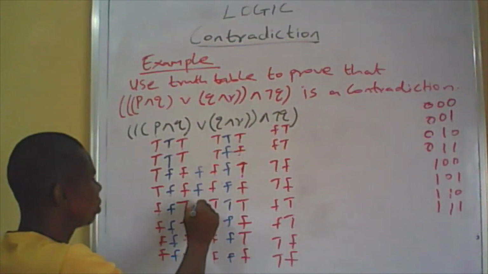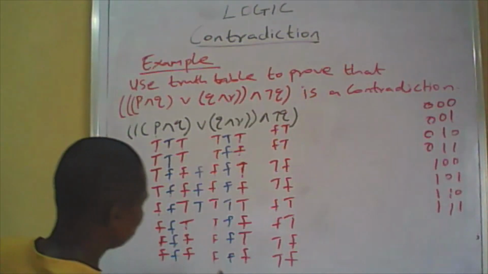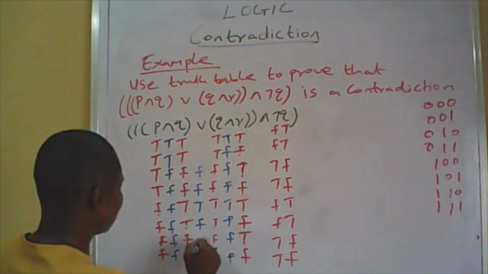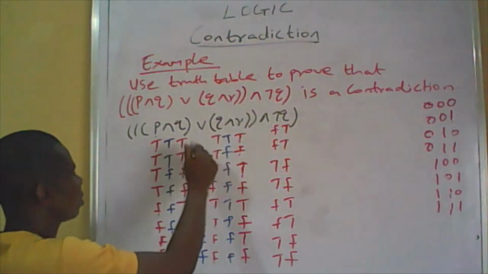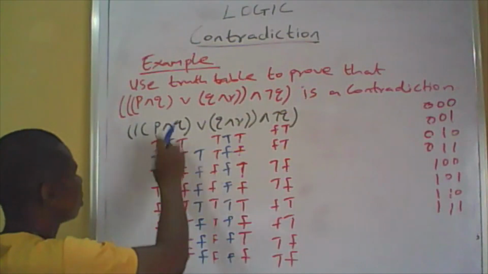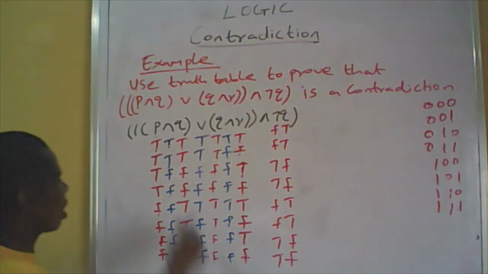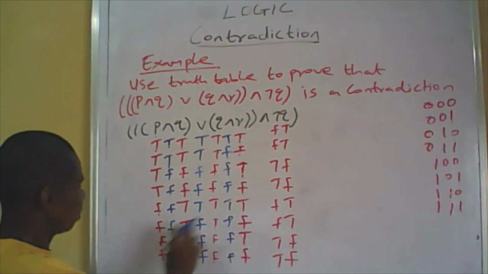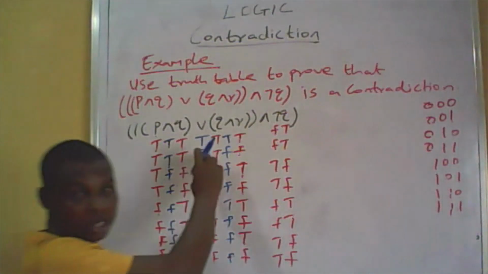So here it will be true because it's FT. Here is FF, so it's F here. Here is FF, it is F here. Here is FF, it is F here. So here is FT, it is T here. Here is TT, it is T here. So you have now validated this one.